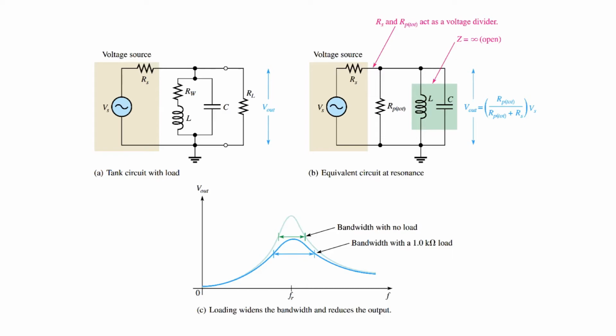This means that XL increases and the total impedance also increases. This implies that at both sides of the resonance frequency, where XL is present, the impedance increases as well, which means a reduced current and a reduced voltage. This consequently results in a larger bandwidth.